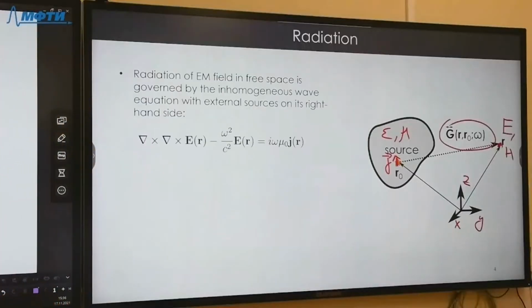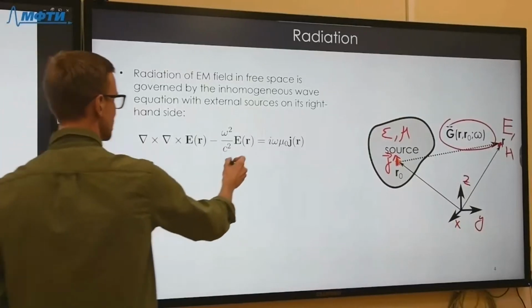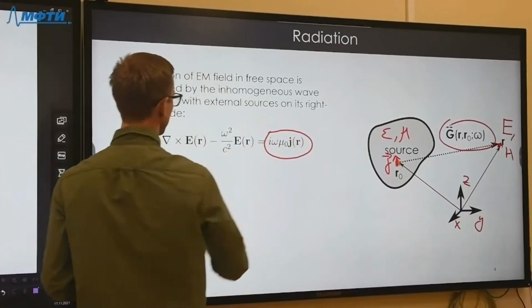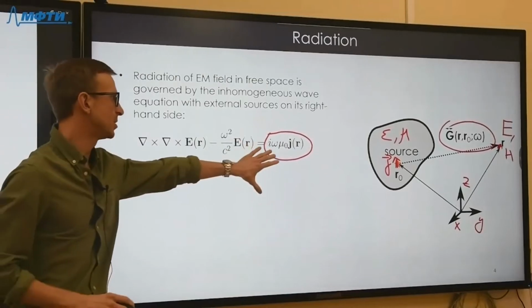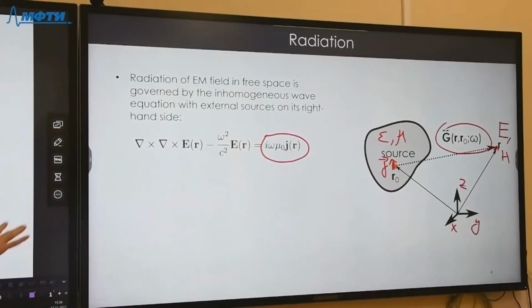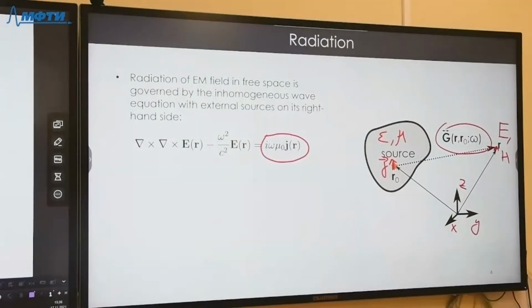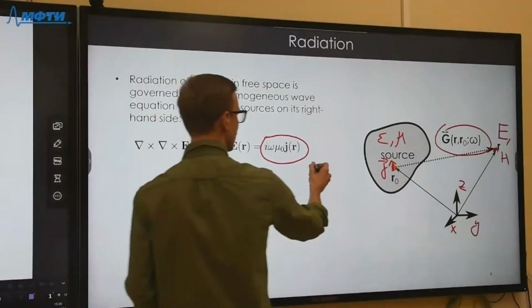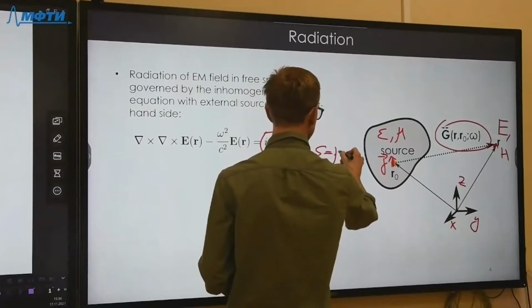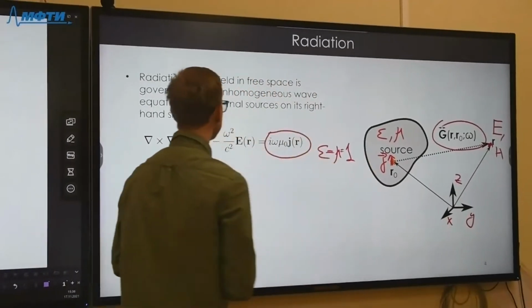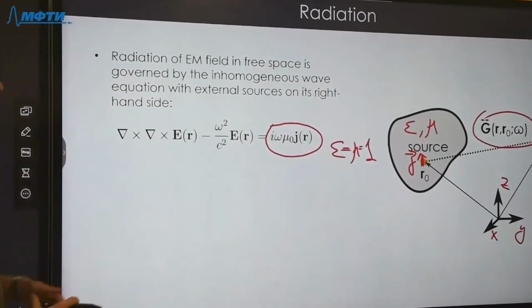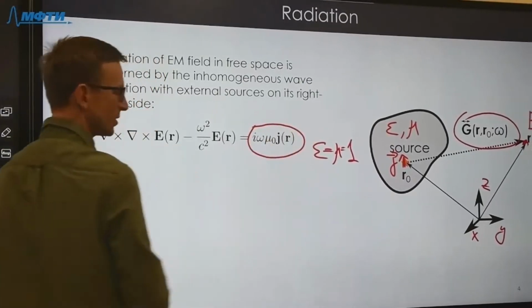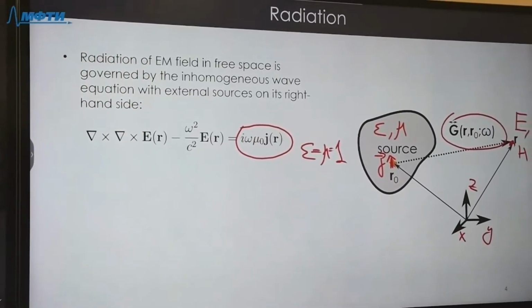So radiation is governed by the wave equation with the current density on its right-hand side. If we had 0 here, the only non-trivial solutions of that equation would have been plane waves that we already studied. So now we're going to consider free space, epsilon equals mu equals 1, and we're going to try to solve that equation with some non-trivial current density on the right-hand side, okay?